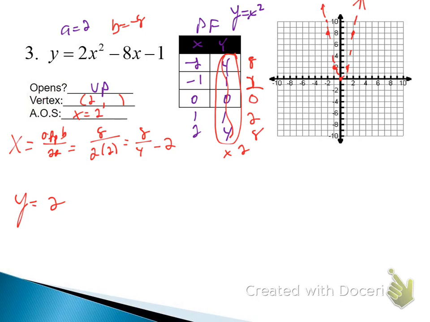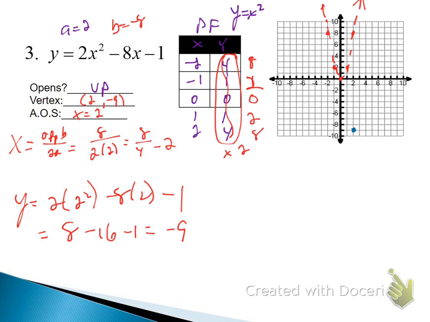That something comes from plugging the 2 in. So 2 squared is 4. 4 times 2 is 8. Minus 16 minus 1 gets us negative 9. And so that's our new vertex and how we're going to shift all of our points. We want to go right 2, down 9. So the vertex of our new parabola is right 2, down 9, which should end up right here.